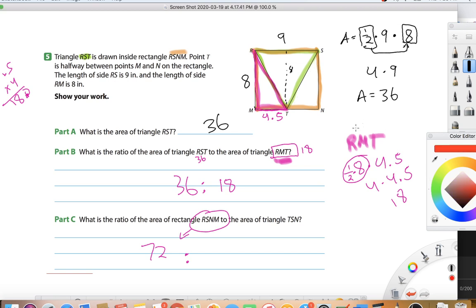We got a different player coming into the game. So TSN would be this one, TSN. And TSN is actually the same area as RMT. So it would just be 18 as well. So when we write our ratio, we would say it's 72 to 18. Oh, that one was tricky.